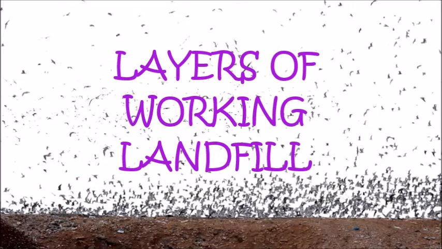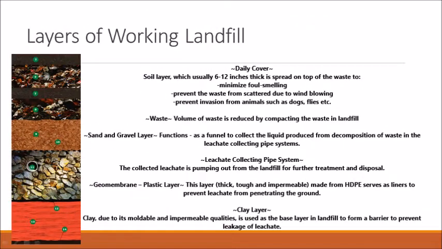Layers of working landfill. Daily cover. A soil layer, usually 6 to 12 inches thick, is spread on top of the waste to minimize foul smelling. Prevent the waste from scattering due to wind blowing. Prevent invasion from animals such as dogs, flies, etc. Waste. The volume of waste is reduced by compacting the waste in the landfill.